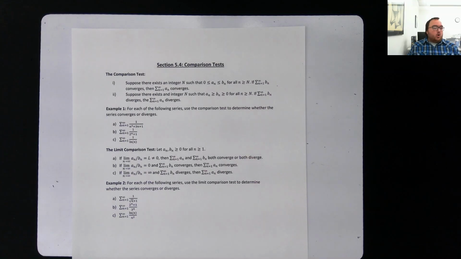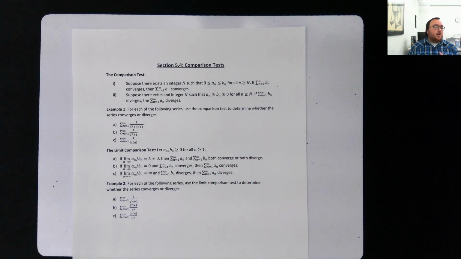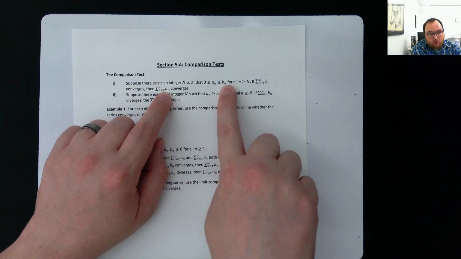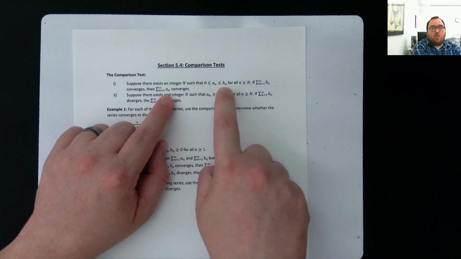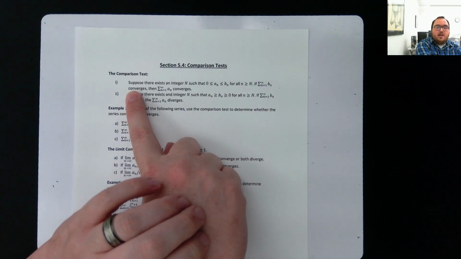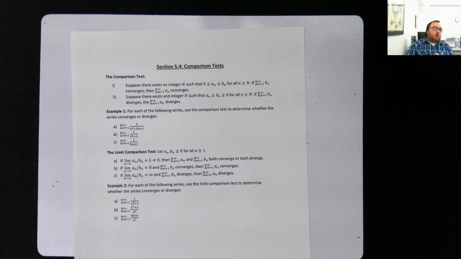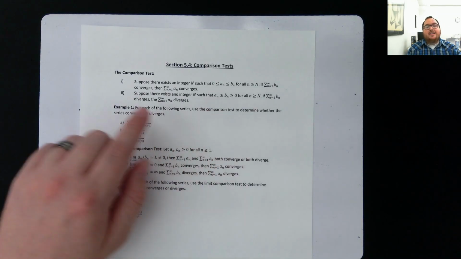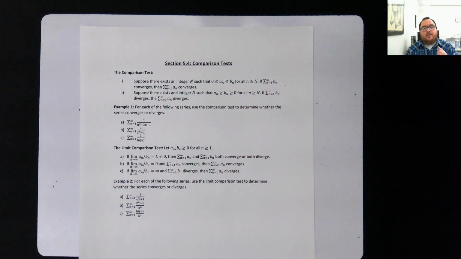Okay. So, comparison test. The first part says suppose there exists some integer N such that a_n is less than or equal to b_n for all n greater than N. Then, if the sum of b_n converges, then so does a_n. So, if I'm wondering about a_n and I know something about b_n, I can use that. Specifically here, I want a b_n that is larger. If I find one that's larger that converges, then mine must also converge. On the flip side of that, if I find a b_n that is smaller that diverges, then a_n is also going to diverge.